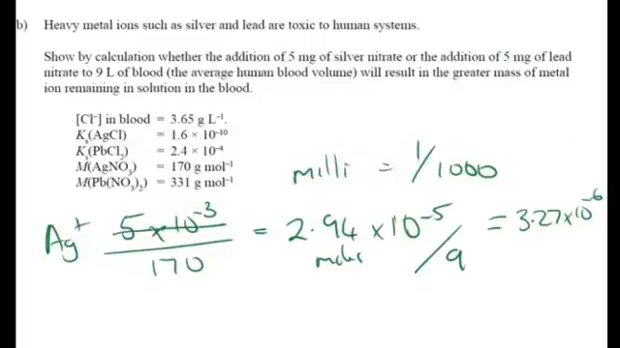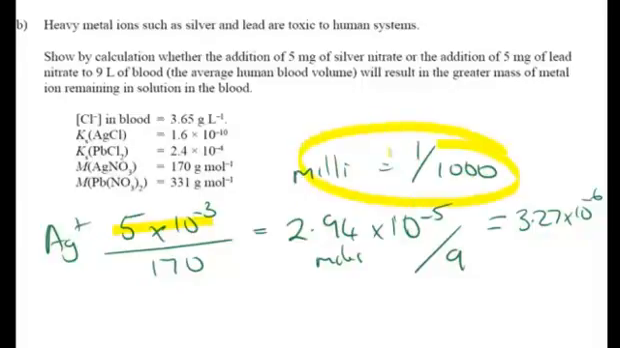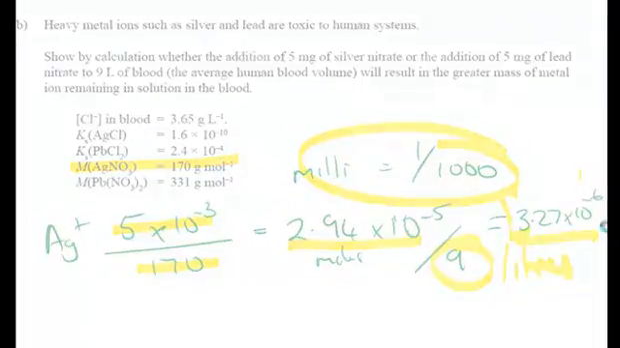Now in the silver one we have 5 times 10 to the negative 3, and that comes from the fact that we're told we've got 5 milligrams, and a milli is a 1,000th. We're dividing by 170 because that's the molar mass of silver nitrate, and we get 2.94 times 10 to the negative 5 moles, and we divide that by 9 because it's 9 litres, and that gives us a concentration of 3.27 times 10 to the negative 6 moles per litre.